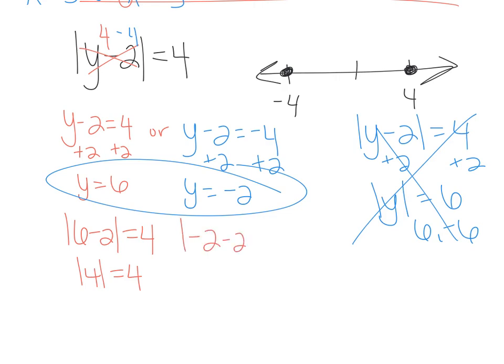Okay, what if I plug in negative 2? Negative 2 minus 2, the absolute value of that should equal 4. Negative 2 minus 2 gives me negative 4. Does the absolute value of negative 4 give me 4? Yeah. So you can always check your answers.